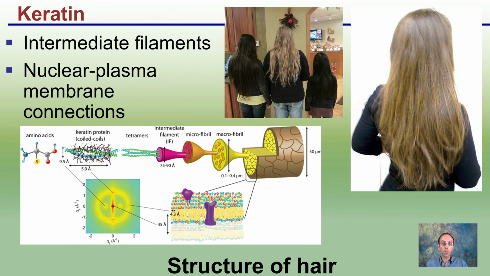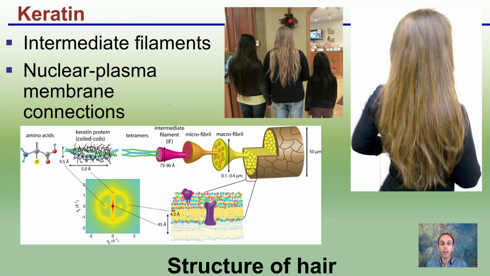Keratin, we might be familiar with in the structure of our hair. It's composed of a lot of intermediate filaments. Nuclear plasma membrane connections, again, give you that idea of how something can be very thin, but yet also very strong. And keratin is composed of those intermediate filaments.